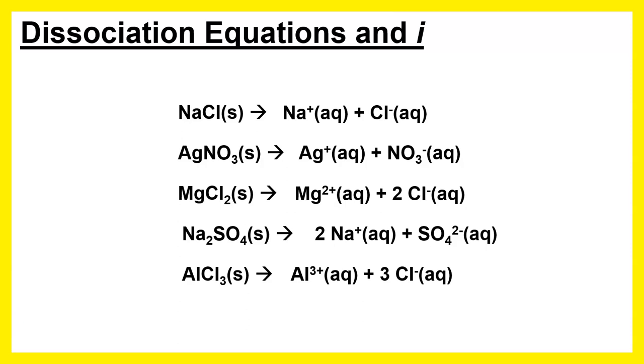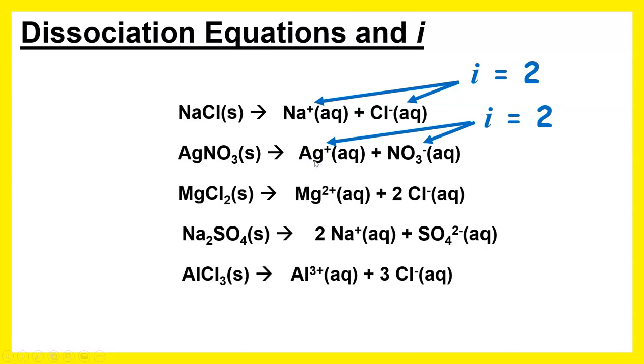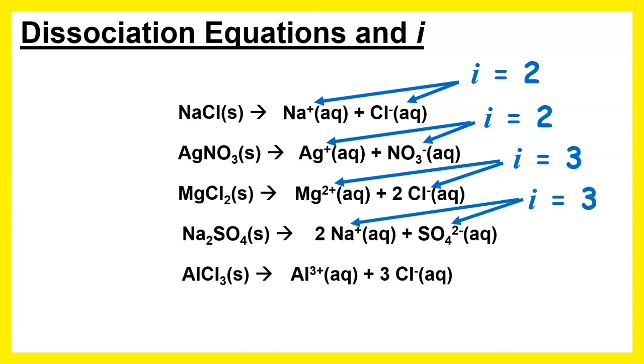All right, let's see how it went. Here, it broke into 2, so i equals 2. Same thing here. You have to remember that your polyatomic ions stay as a little packaged unit. So NO3- is only one particle. The next one, i equals 3, we get 1 magnesium, but we get 2 chlorides. This one is 3 as well. 2 sodiums and 1 sulfate. And then at the bottom, this would break into 4.